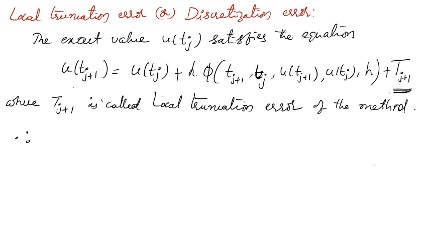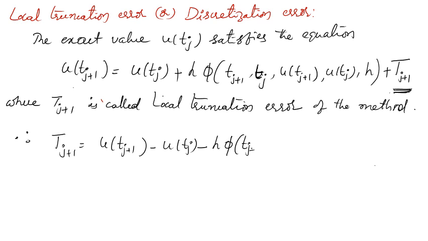Therefore, what is Tj+1 equal to? Tj+1 is u of tj+1 minus u of tj minus h into phi of tj, u of tj, h. This is the local truncation error formula.